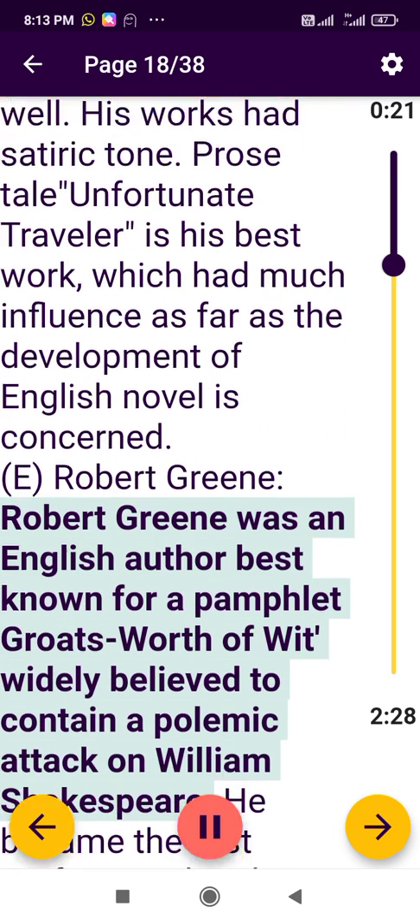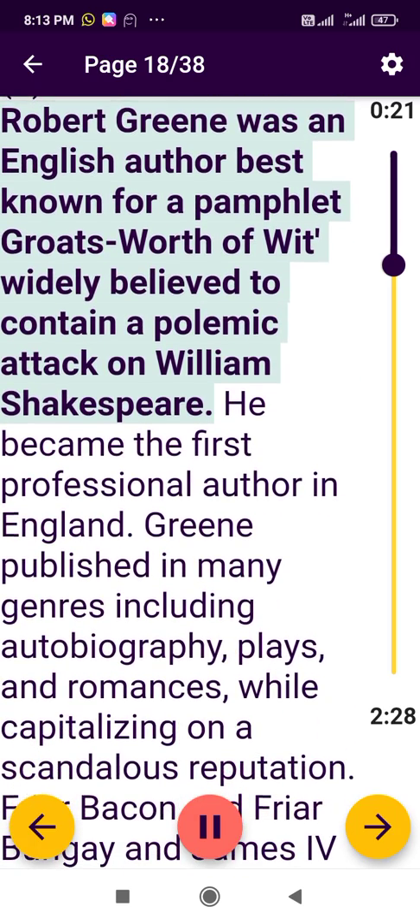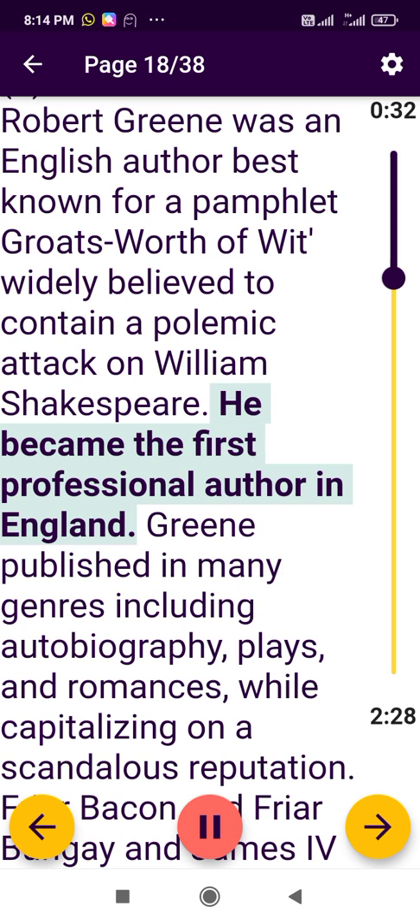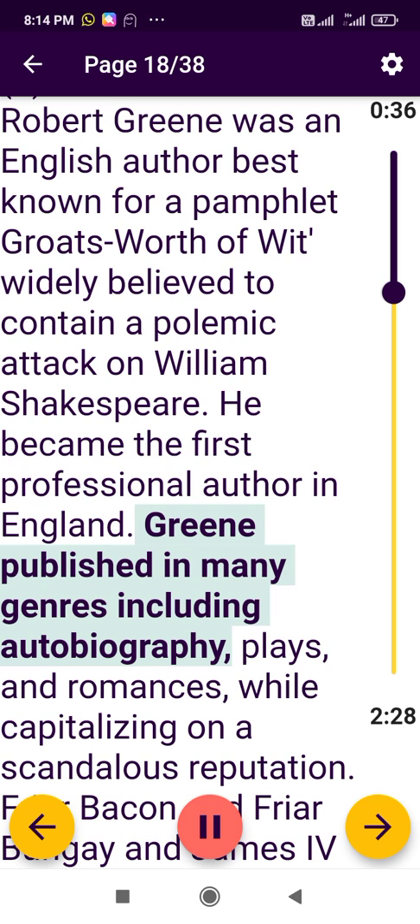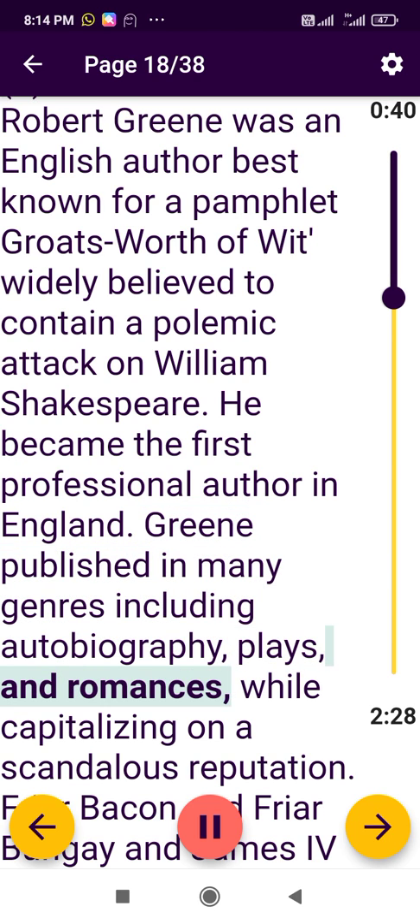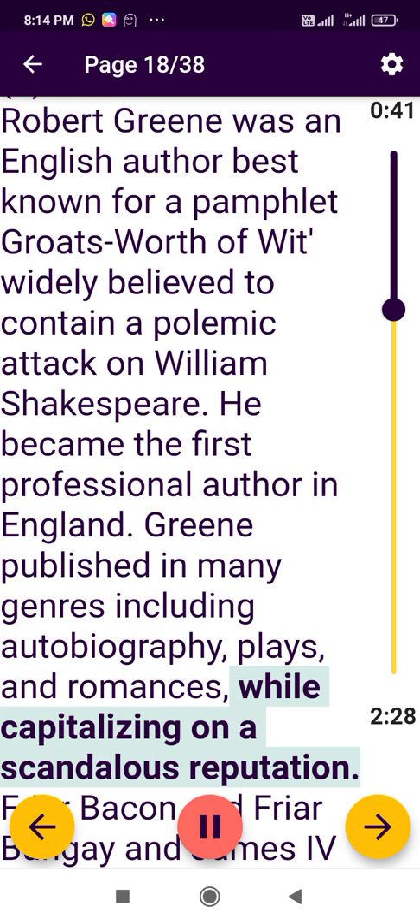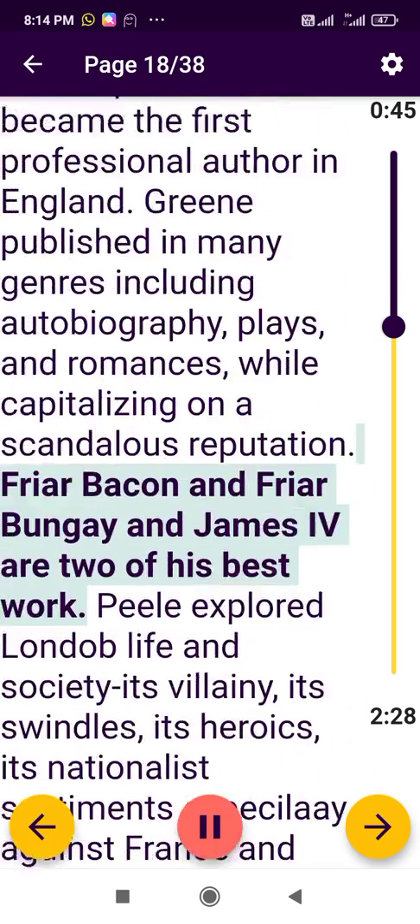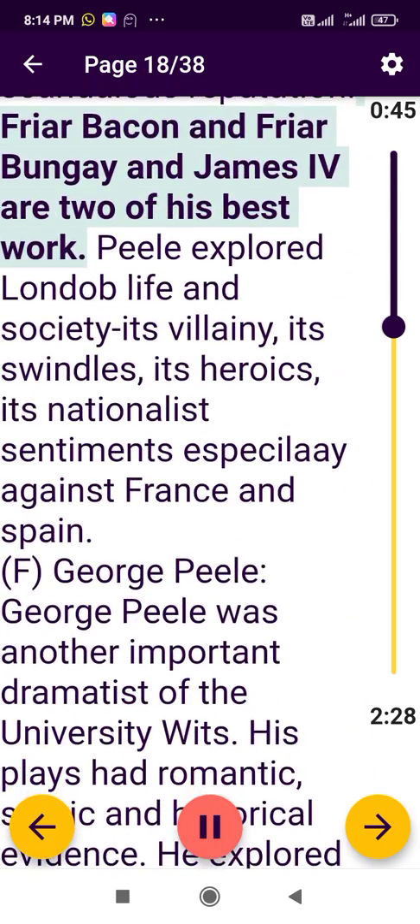E. Robert Greene. Robert Greene was an English author best known for a pamphlet, Groatsworth of Wit, widely believed to contain a polemic attack on William Shakespeare. He became the first professional author in England. Greene published in many genres including autobiography, plays, and romances, while capitalizing on a scandalous reputation. Friar Bacon and Friar Bungay, and James IV are two of his best works.